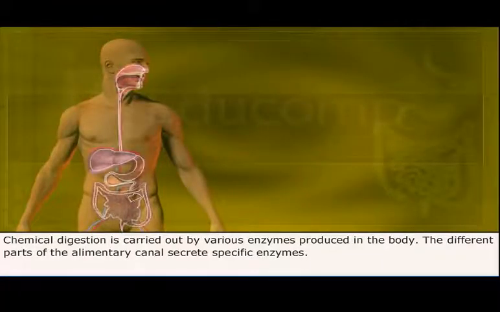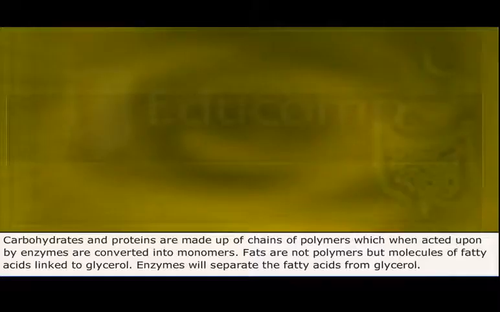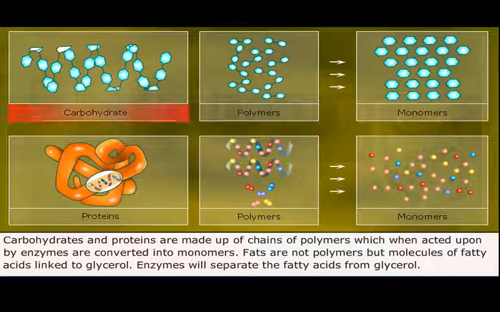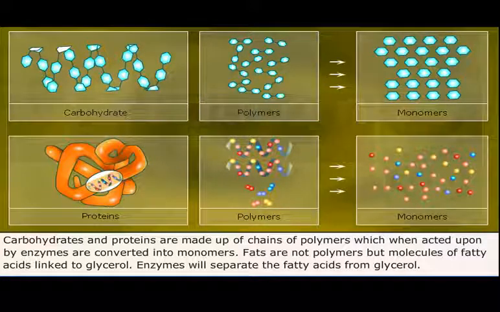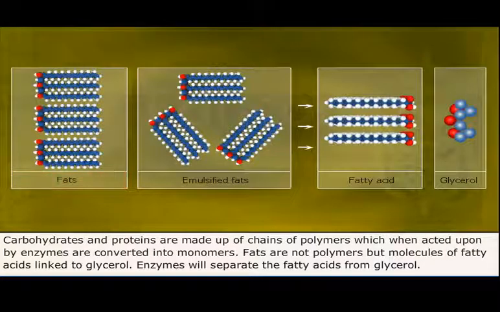Chemical digestion is carried out by various enzymes produced in the body. The different parts of the alimentary canal secrete specific enzymes. Before the process of chemical digestion can be understood, it is important to know that carbohydrates and proteins are made up of chains of polymers which, when acted upon by enzymes, are converted into monomers. Fats are not polymers, but molecules of fatty acids linked to glycerol. Enzymes will separate the fatty acids from glycerol.